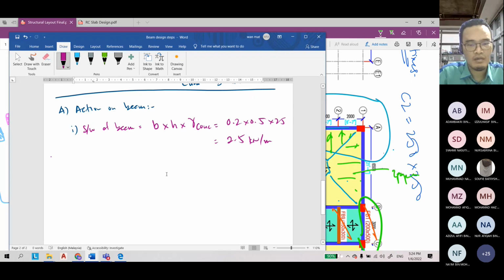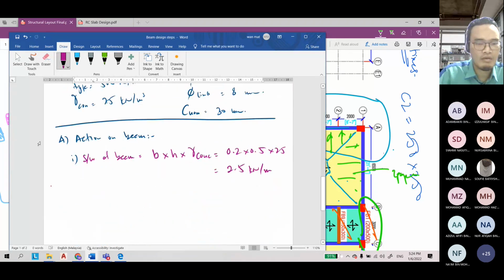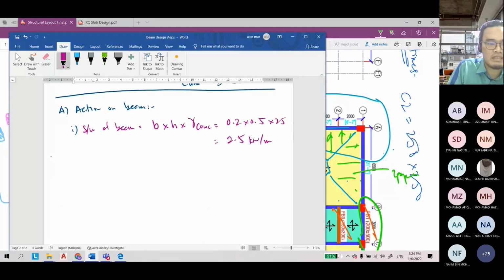The brick wall. The brick wall is a bit tricky, but it's okay. But you must understand. I already explained this brick wall in the Tekla session. It is equal to the clear length times 3.0. What is your clear length?